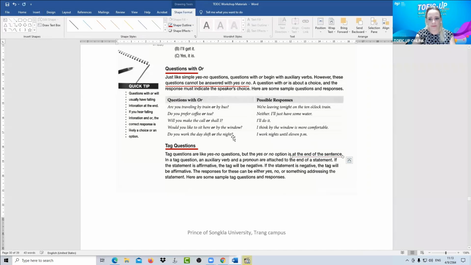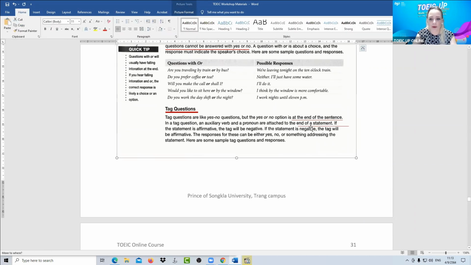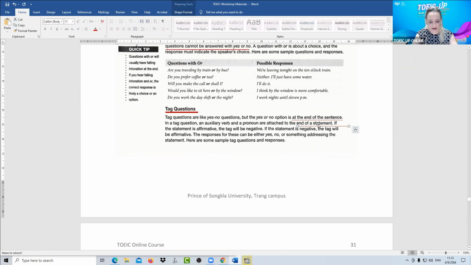In a tag question, an auxiliary verb and a pronoun are attached to the end of a statement. If the statement is affirmative, affirmative means positive, the tag will be negative. If the statement is negative, the tag will be positive. So yeah, having opposites can get very confusing.